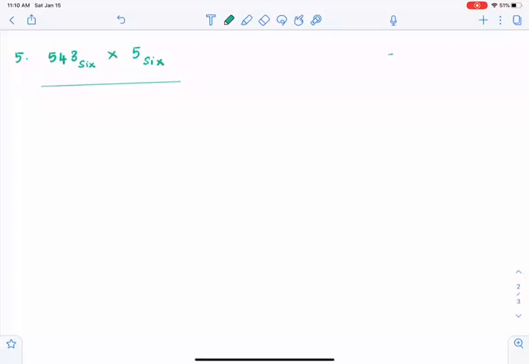So 5 times 3 is 15, and we want to do it in base 6. So how would we go about doing 15 in base 6? Well, the first number that is less than 15 would be 12. So that would be in position 2. And then we need to have 6 raised to 0, 6 raised to 1, 6 raised to 2, 6 raised to 3.